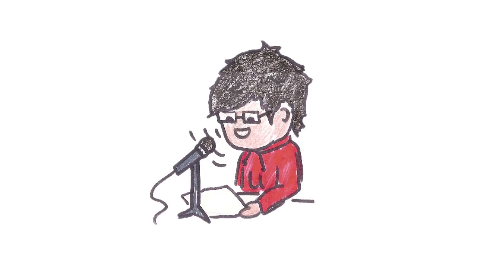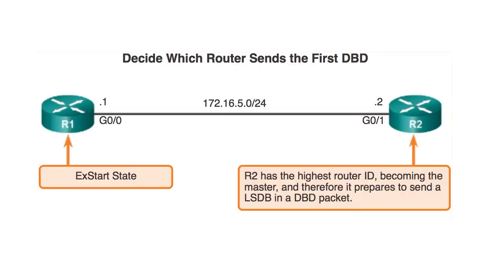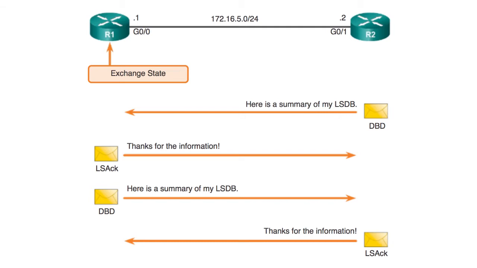After the two-way state, routers transition to database synchronization states. In the ExStart state, a master and a slave relationship is created between each router. The router with the higher router ID acts as the master for the exchange state. In the exchange state, the master and slave routers exchange one or more database description packets.